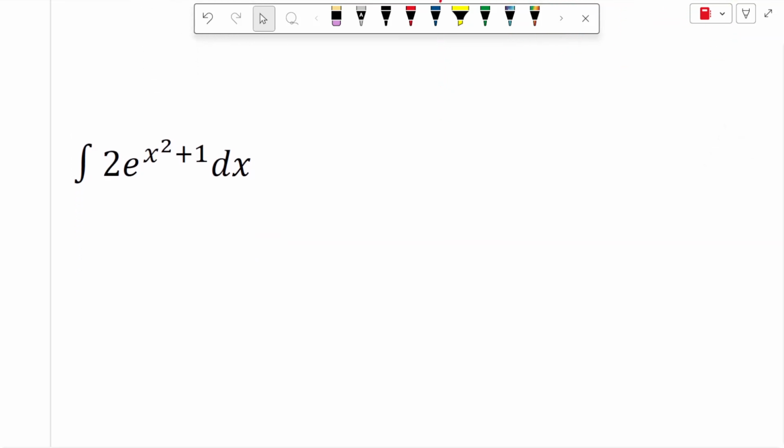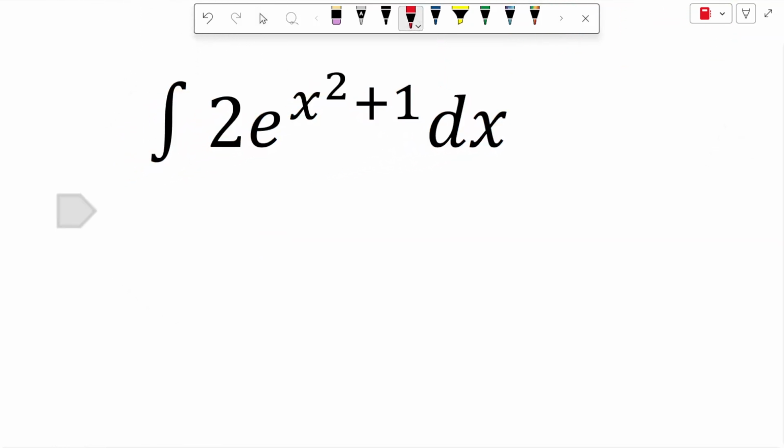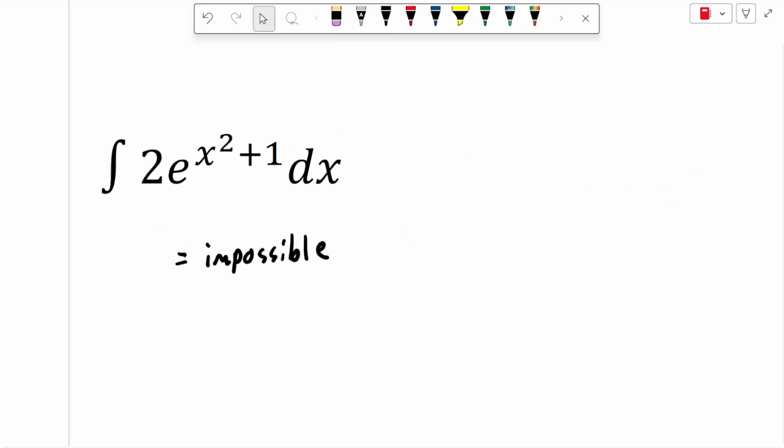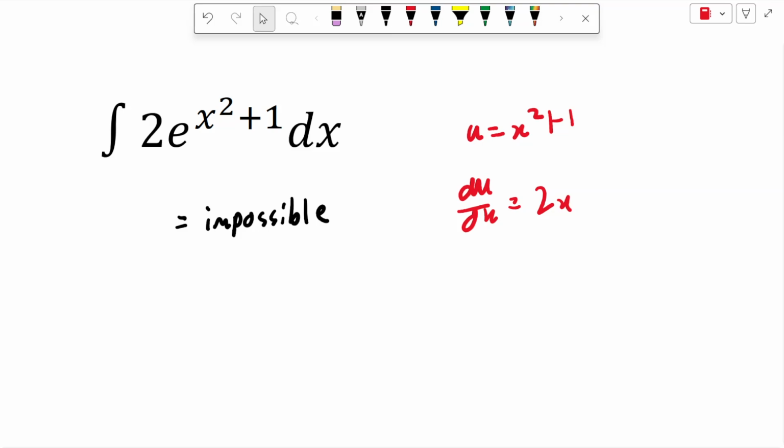Okay, next we've got what is essentially the same integral. Last time this was 2x, now it is just 2. We're not going to do this one because I want to point out that it is impossible. Integrals are very, very weird. If we try to do u substitution on this, we can do the same thing. u is x squared plus 1, and du/dx is 2x, like what we had before. But we don't have 2x in the integral, so we actually can't do this one.